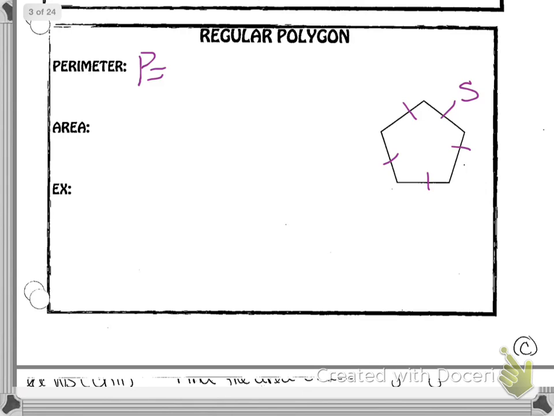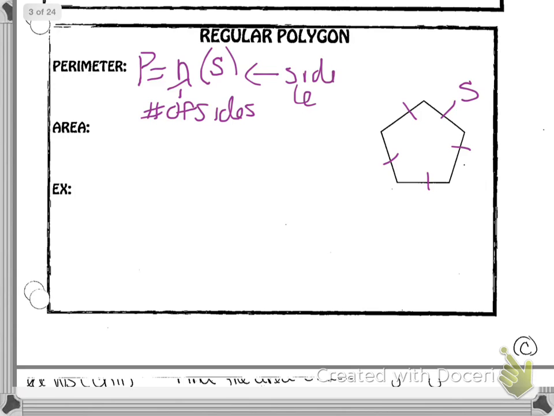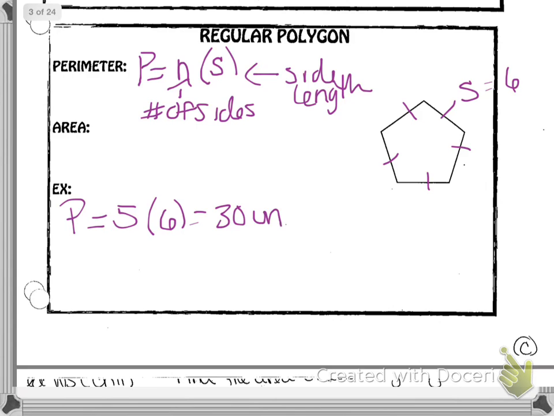So I'm going to write the formula this way. We have N times S. So N is the number of sides, and S is the side length. So in our case, our perimeter would be 5, because we have 5 sides, times, let's say each one is 6. So 5 times 6, which would give me 30 units. So our perimeter would be 30.